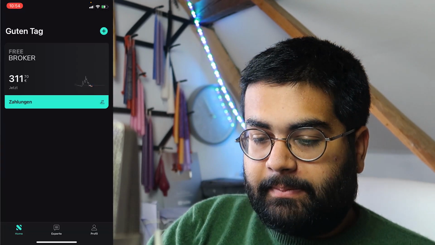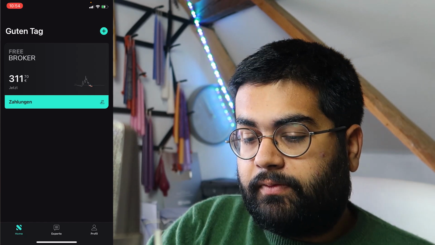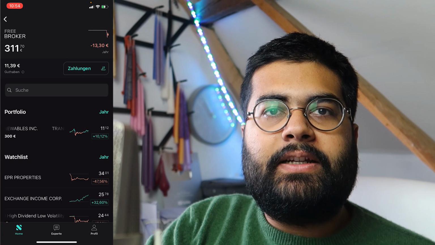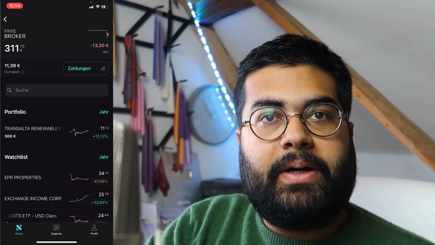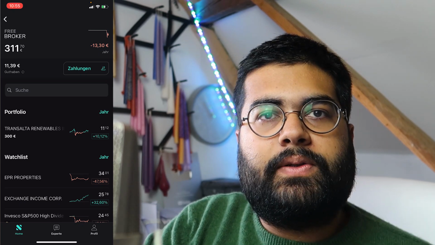Once you have done the identification, then we come to this part that I'm going to show you. So here's the Scalable Capital app. You see, I was previously at Prime Broker and now I downgraded to Free Broker, because if you're just using it for ETFs, then it is not necessary as long as you're not trading. If you're trading, if you want to sell and buy stocks a lot of times during the day or throughout the months, then it makes sense to have Prime Broker. But if you're just investing passively in ETFs, then you can also stay on Free Broker.